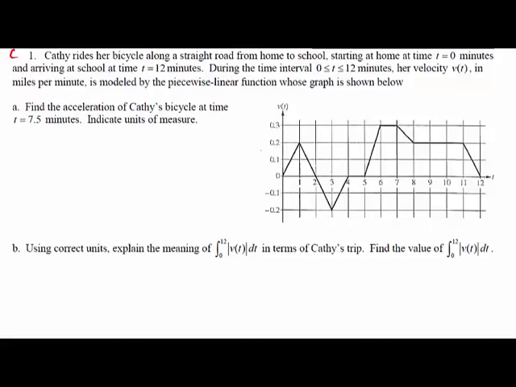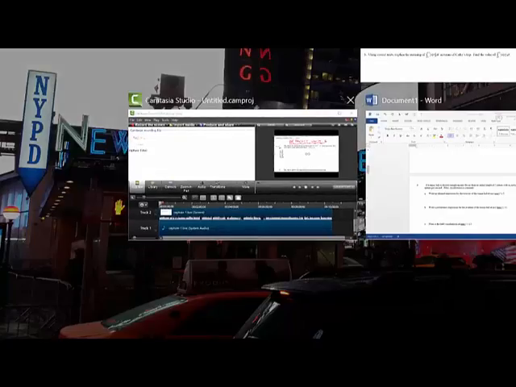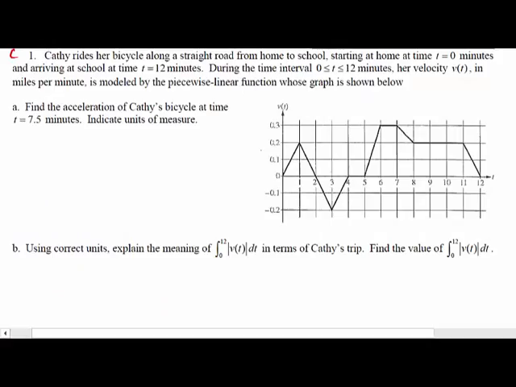Okay, here's number 1 from the Unit 6 AP packet. So Kathy rides her bicycle along the straight road from home, starting at t equals 0 minutes and arriving at school at t equals 12 minutes. During the time interval 0 to 12, her velocity v of t is in miles per minute. Miles per minute is the unit, which will be important. And it is modeled by a piecewise linear function. So that means this graph is all linear segments.